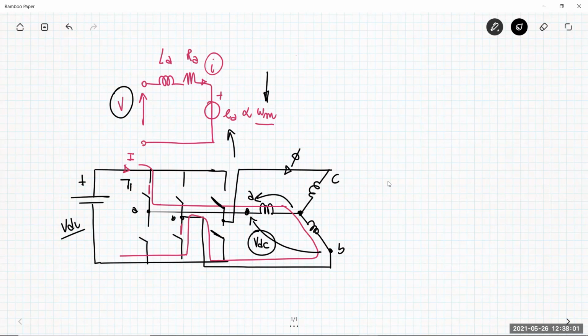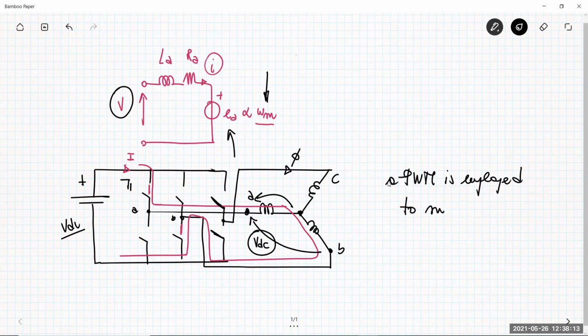Okay, so what is done is pulse width modulation is employed to modulate the phase voltages, in order to make it possible to control, by means of an average voltage, averaged by means of the duty cycle, the phase voltage, and so to control the operating speed.